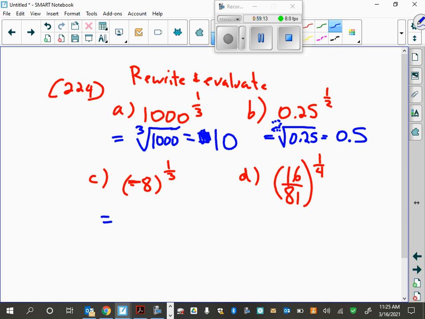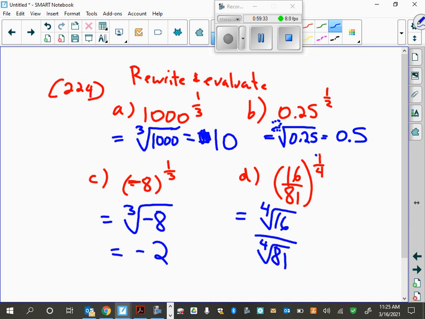This is a cubic root, and -8 goes in the radicand, and then what number times itself 3 times equals -8? -2. And this is what root, everyone? 4th root of the top divided by the 4th root of the bottom. What's the answer there? 2/3. Right.